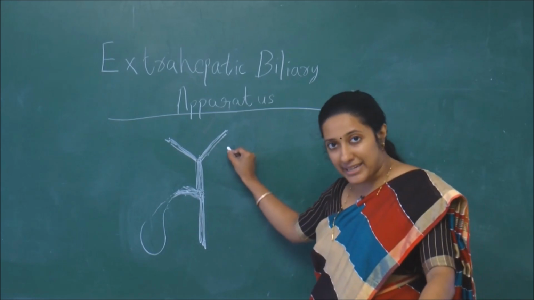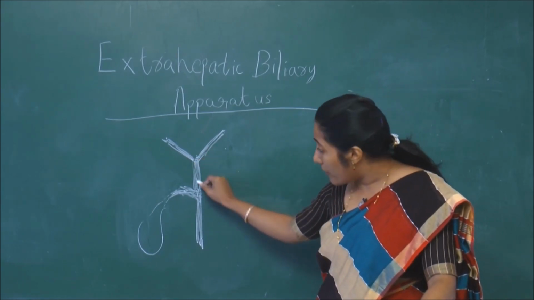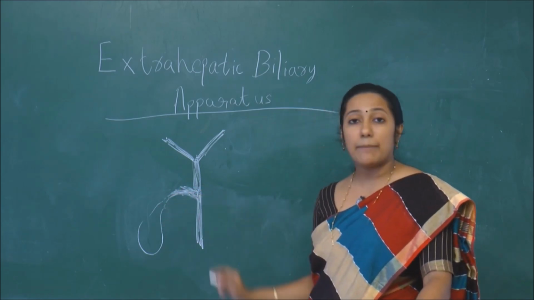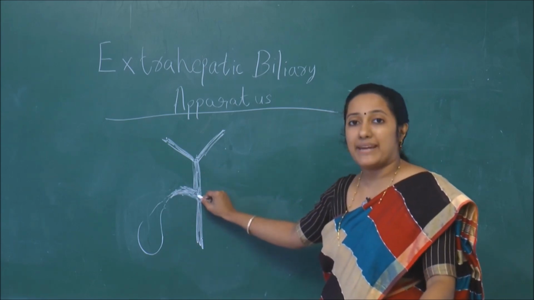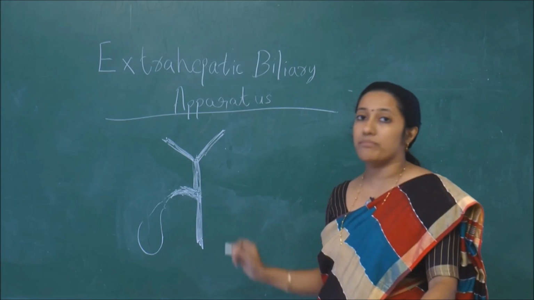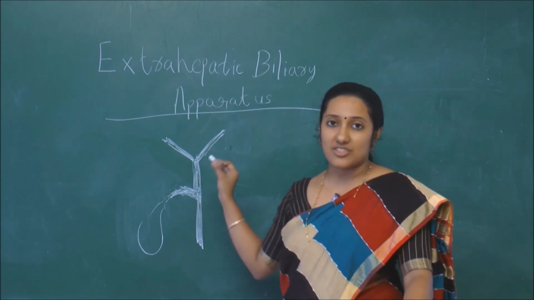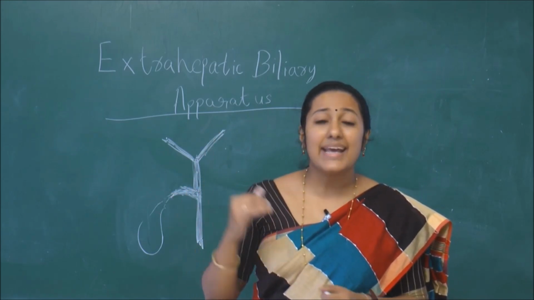Right and left hepatic duct join together to form the common hepatic duct. The common hepatic duct joins with the cystic duct which is coming from the gallbladder, and the cystic duct plus the common hepatic duct join together to form the bile duct. So these are the structures involved in the extrahepatic biliary apparatus.